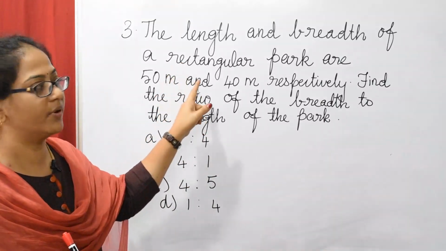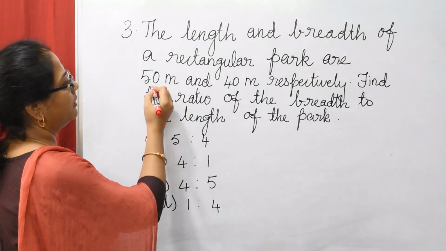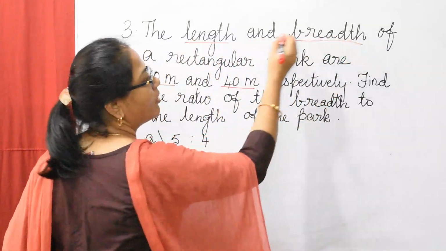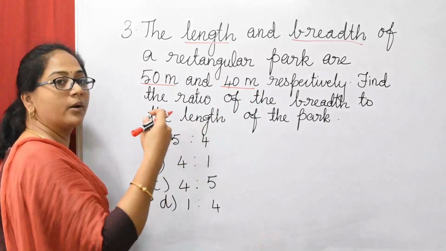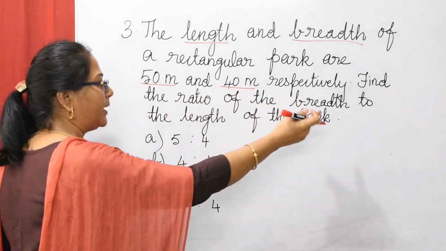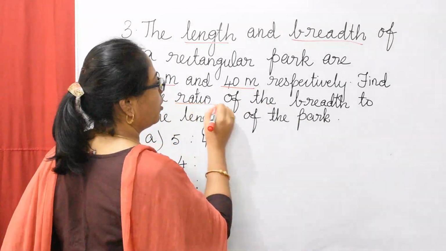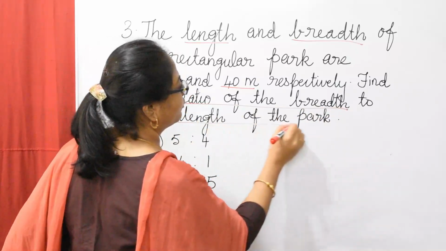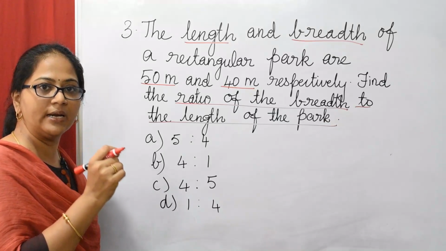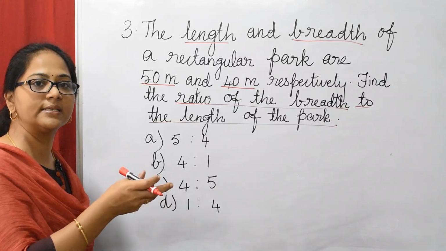Understood? They have given length and breadth. Length 50 meter is the length, 40 meter is the breadth. They have given in the form of length and breadth, but the question they have asked is in the form of breadth, ratio of the breadth to the length. That is a simple twist here. Understood students? Actually the question is very simple. The only thing is you have to understand and do it.